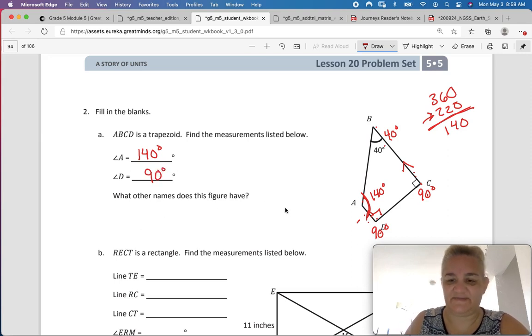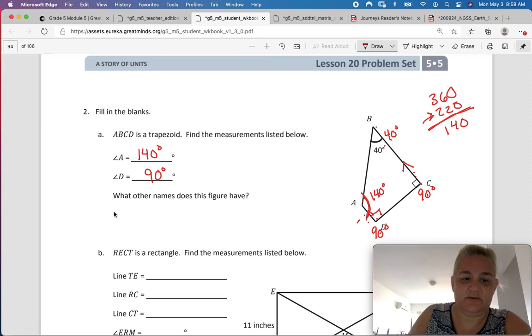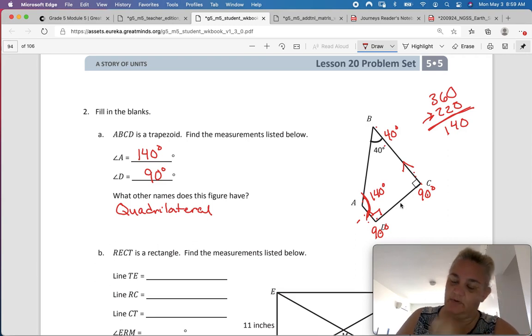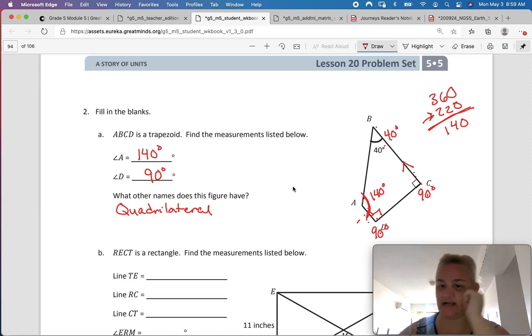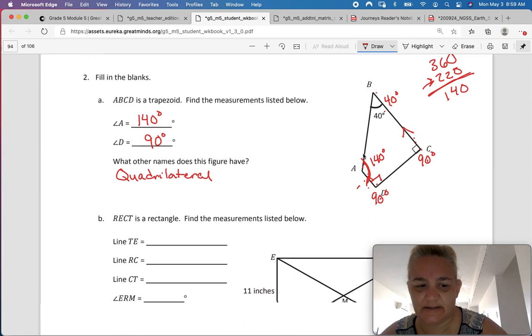Okay, what other names does this figure have? Well, it's a quadrilateral because it has 4 sides and 4 angles. It's a trapezoid because it has at least 2 parallel lines. What else could it be? It couldn't be a square, a rectangle, a rhombus, or a kite. I think it's just a quadrilateral. I think that's the only other name we can use for it. If you can think of another one, let me know.